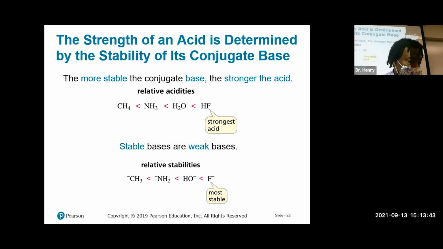Okay, so here, the more stable the conjugate base, the stronger the acid. If we look at these acids here, HF is a stronger acid than water. It's a weak acid, but it's a stronger acid than water, and water is a stronger acid than ammonia, and ammonia is a stronger acid than methane.